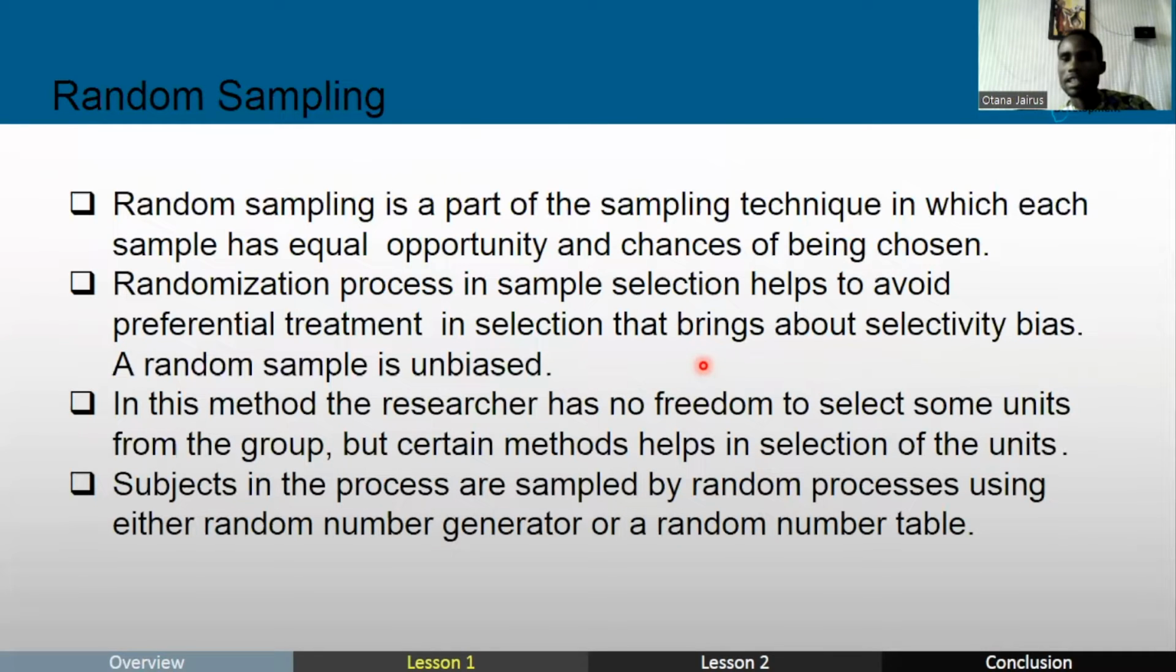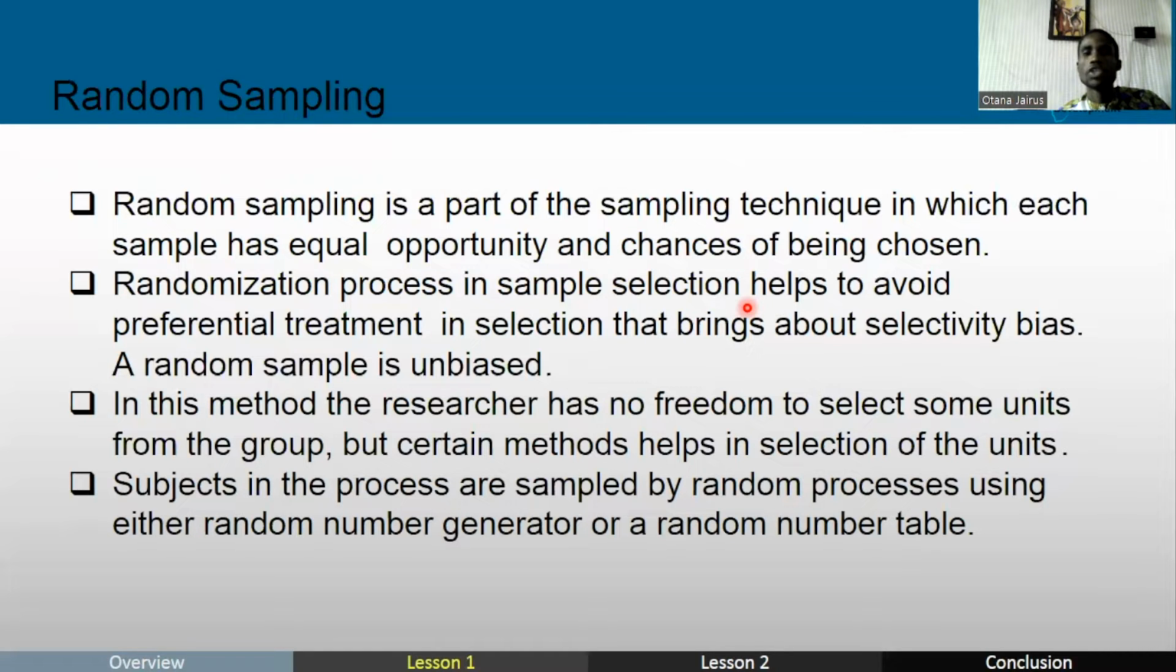Let me go ahead and tackle another topic here on random sampling. Random sampling is a part of the sampling technique in which each sample has equal opportunity and chances of being chosen. That is random sampling. The randomization process in sample selection helps to avoid preferential treatment in selection that brings about selectivity bias. So a random sample is unbiased.